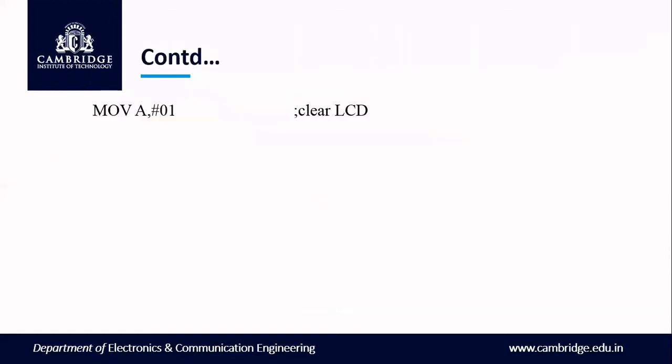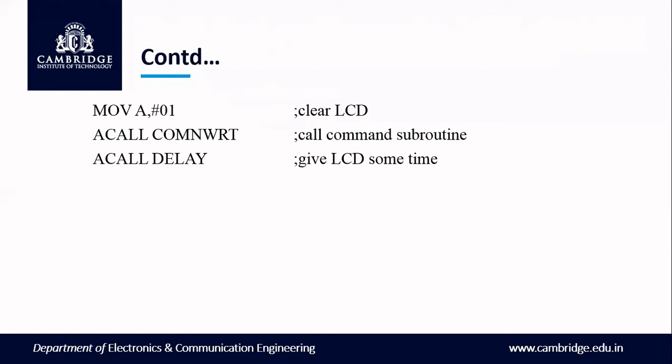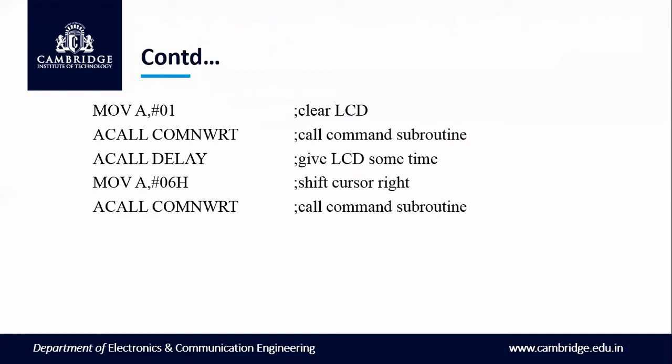Again, like this, you are going to send different command codes in order to initialize the LCD. So here you are sending 01, call the command subroutine, means to write the command. Again, wait for some time. Again, one more command code 06 for shift cursor right. You are sending this to the subroutine and it will write that, and you are waiting for some time.